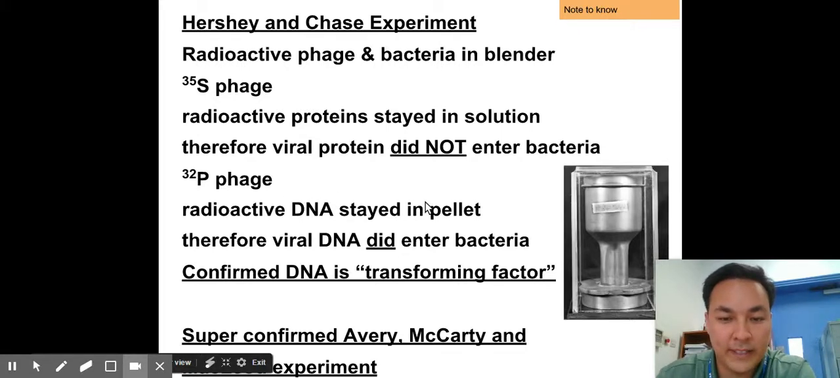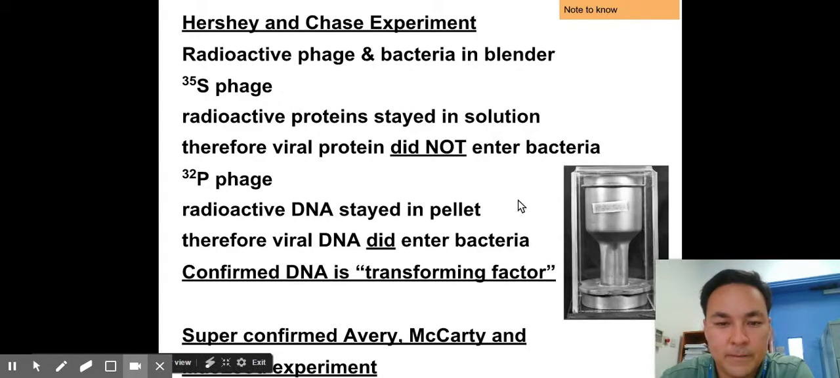So if the phosphorus went into the bacteria, then it was DNA that was the transforming factor. If the sulfur went into the bacteria, then we know that it was the proteins that were the transforming factor. So they did it. They shook them. Here's the actual blender. You can go back to my notes from Classroom, and they confirmed that DNA is the transforming factor.